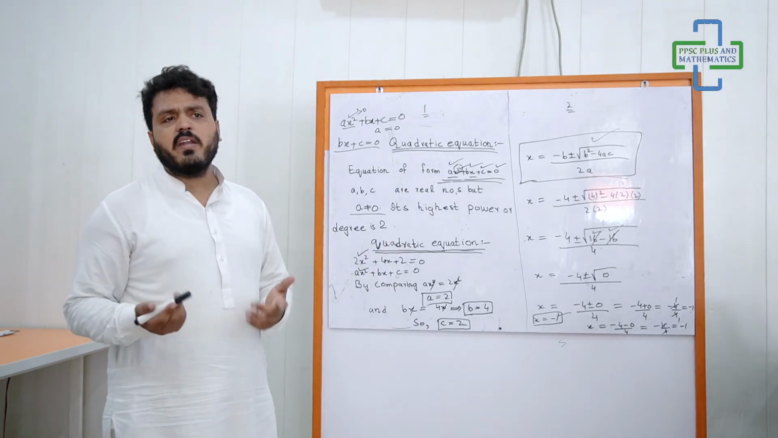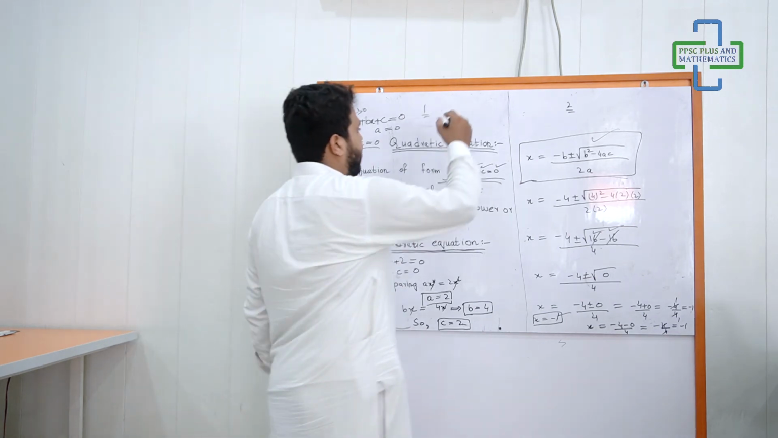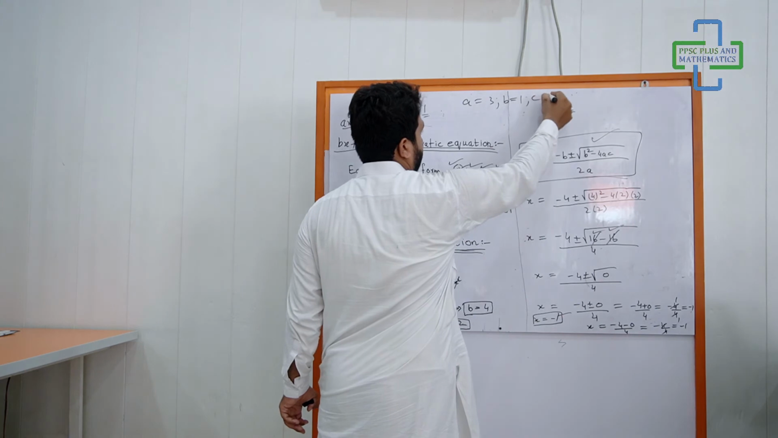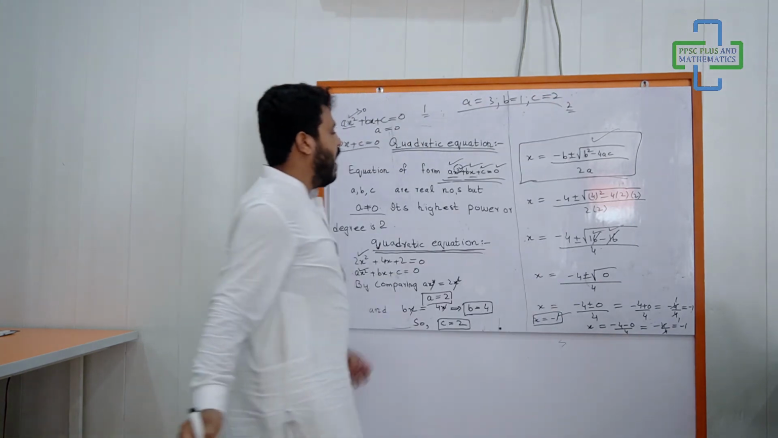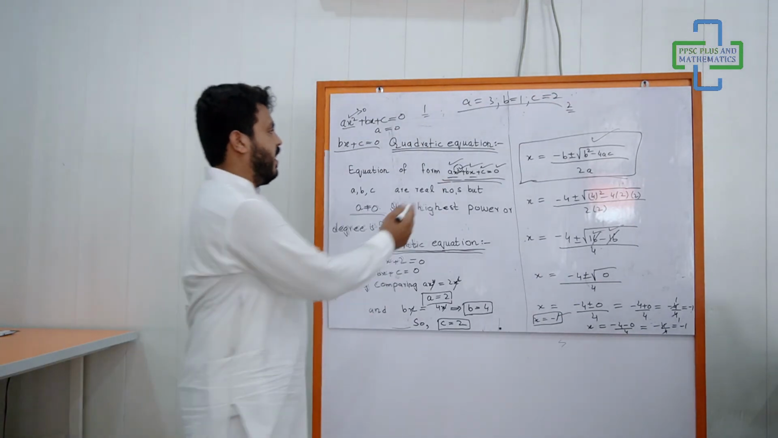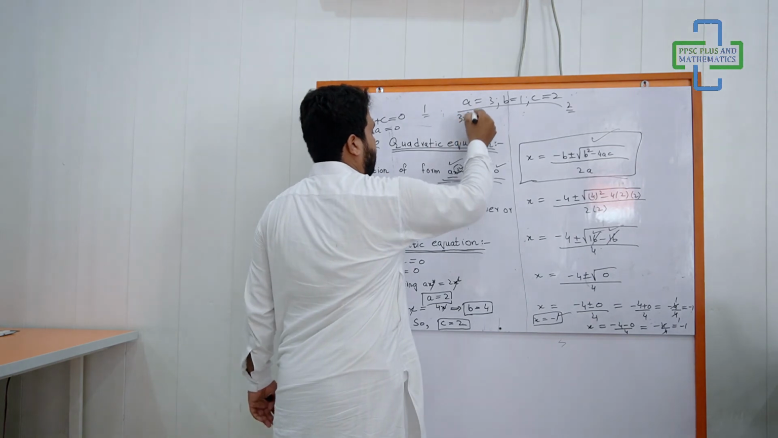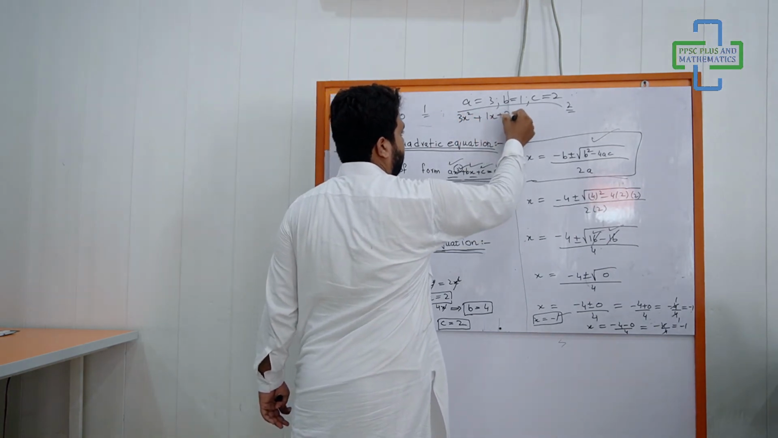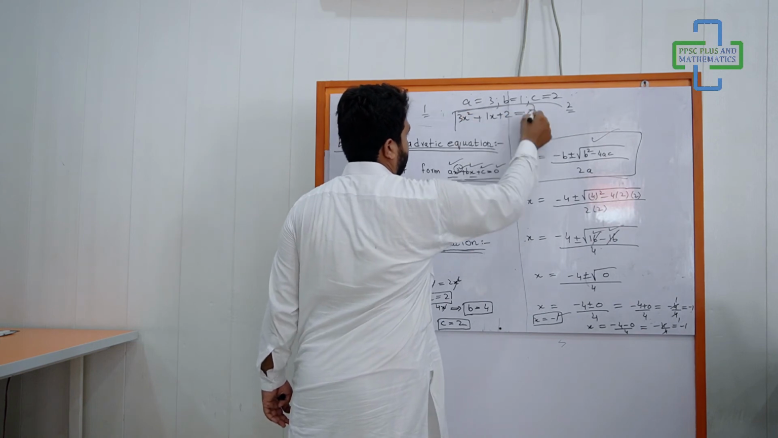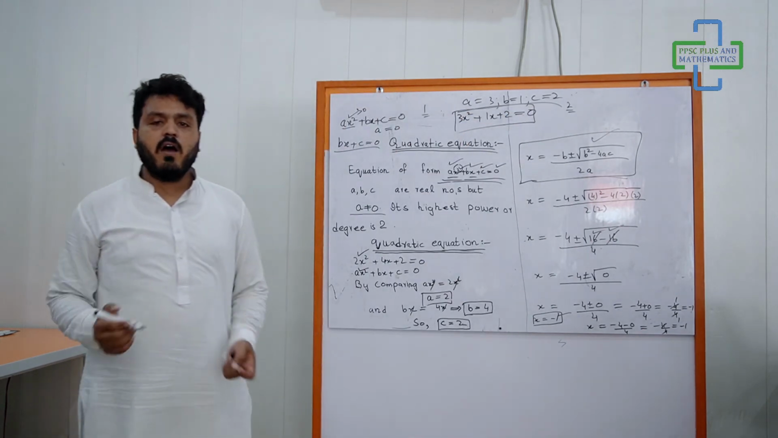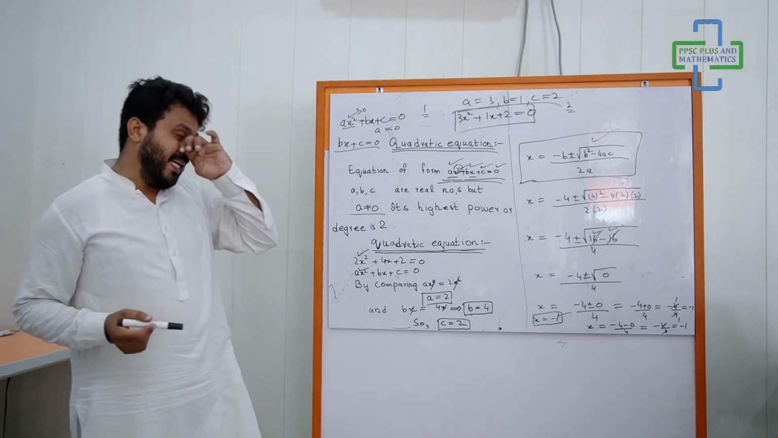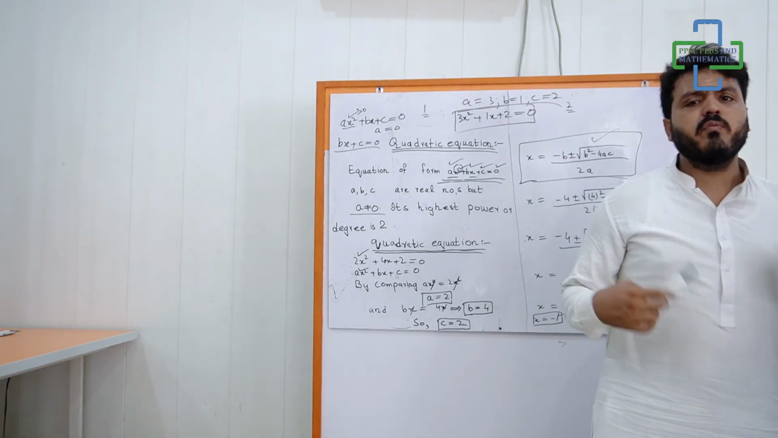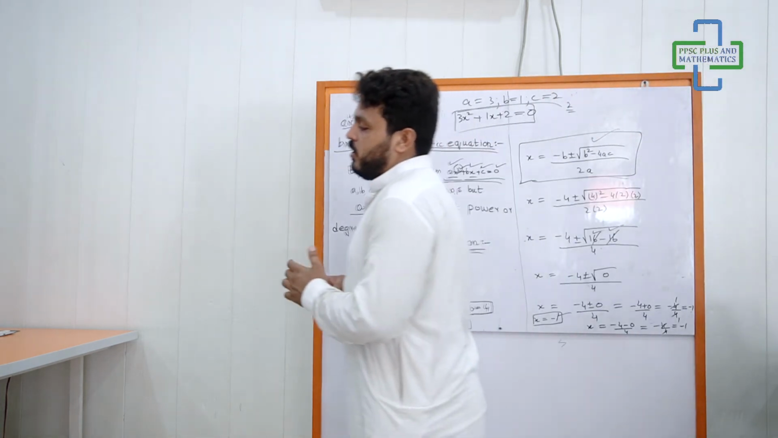You can also make other equations through this. If we put a is equal to 3, b is equal to 1 and c is equal to 2, you get another equation. After putting other values of a, b and c, we can get many other quadratic equations, and you can make infinite quadratic equations.